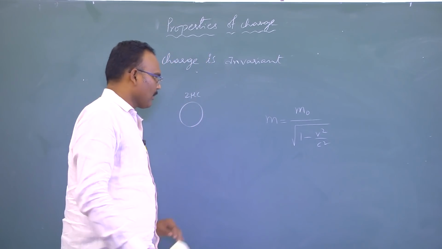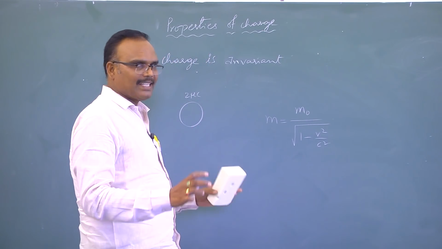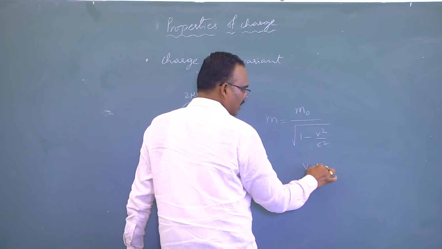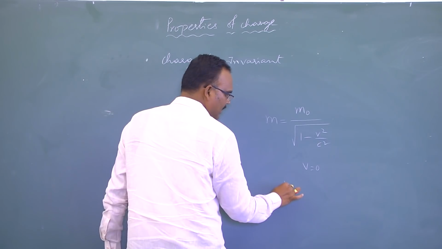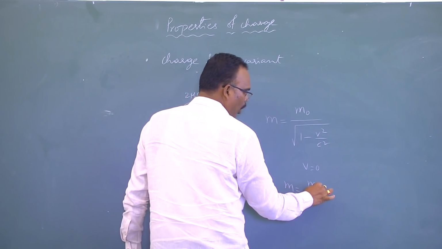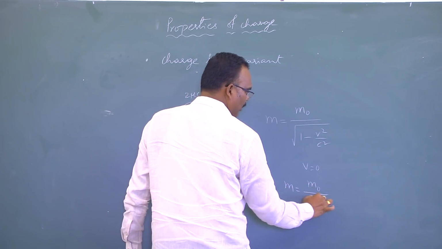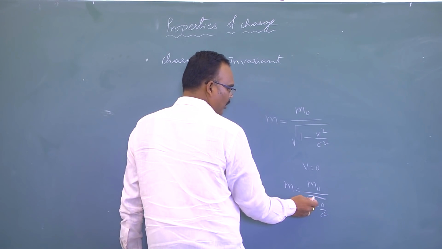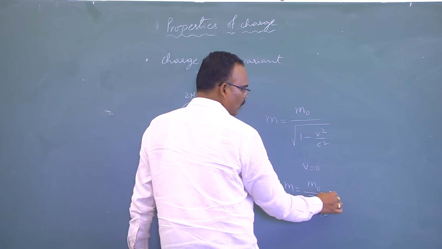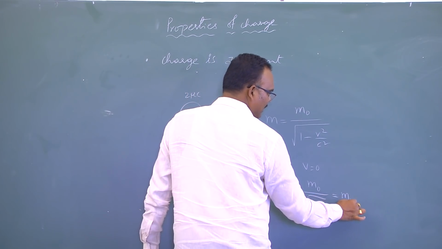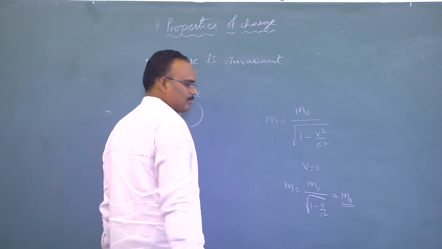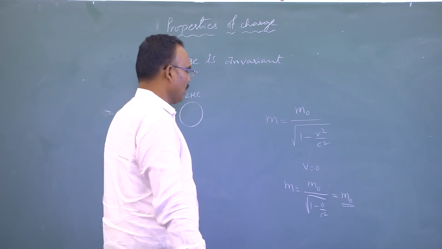For example, if the body is at rest, the velocity of the particle is 0. That means m is equal to m naught divided by square root of 1 minus 0 by c square. 0 by anything is 0, 1 minus 0 is 1, and root 1 is 1. So you will get mass as m naught. That's why m naught is called the rest mass of the particle or body.